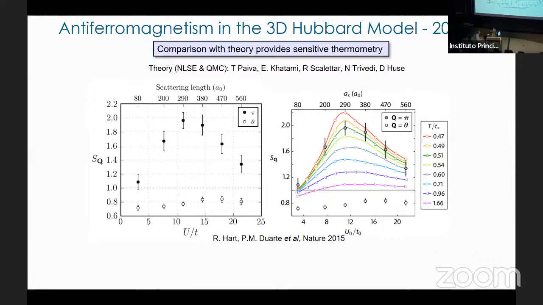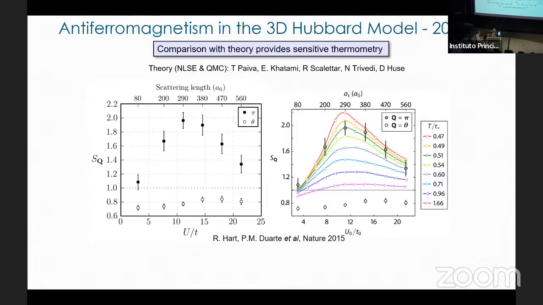And this is Q is theta. It's just some random direction. And you can see in the random direction, there's no correlation. Everything is completely flat.